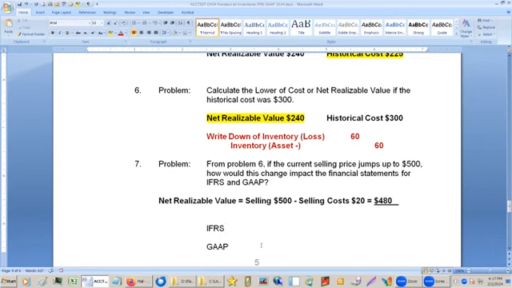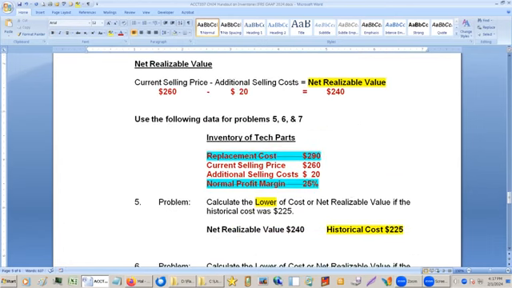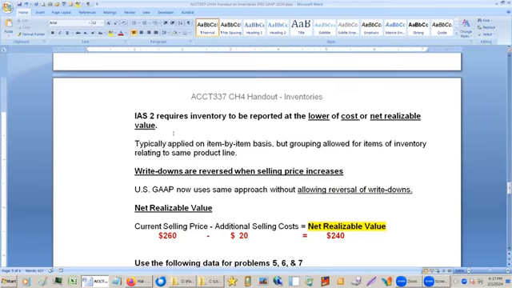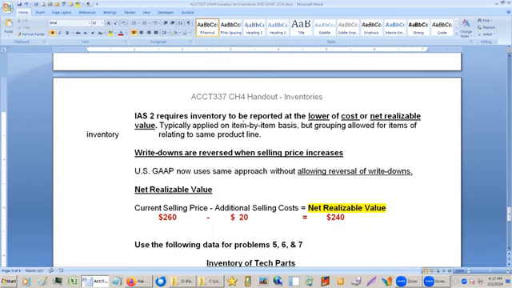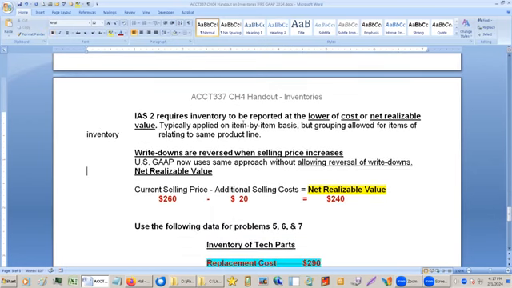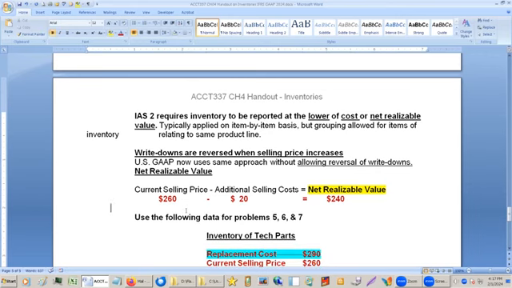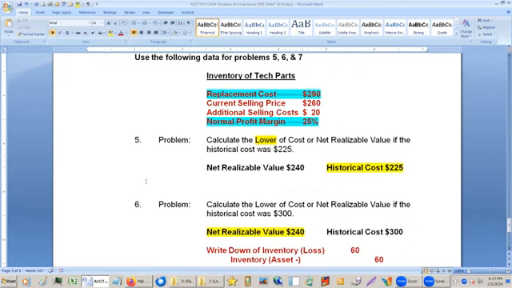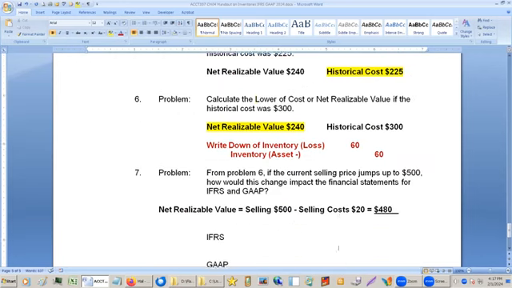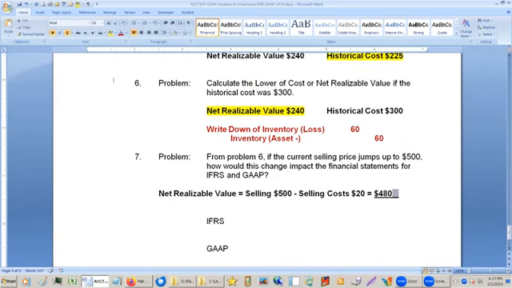Now, under international standards, we can recover. I'm off the page already. I'm going to get a little more room here. So the international standards are that we can recover the write-down. We can only recover the write-down. We're not going to write it all the way up to 480. So how much are we going to add back in?